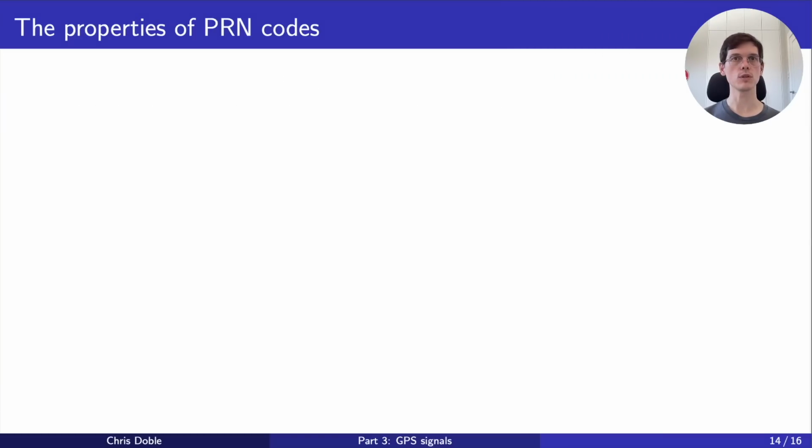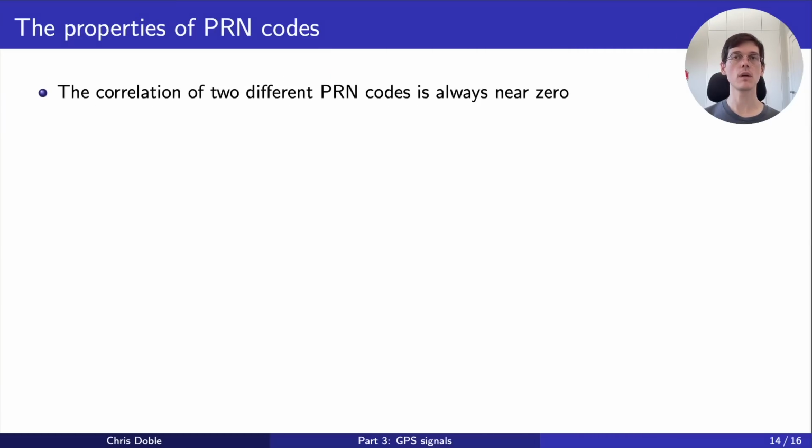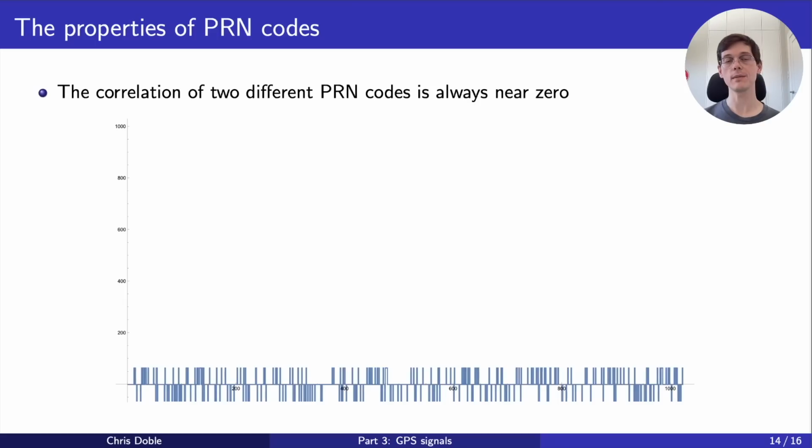Secondly, the correlation of any two different PRN codes is always near 0, regardless of their offset. In other words, the cross-correlation of any two different PRN codes is always near 0, as you can see in this graph, which has the same scale as the previous one, and this time there's no spike.